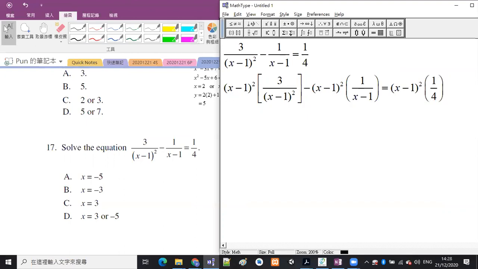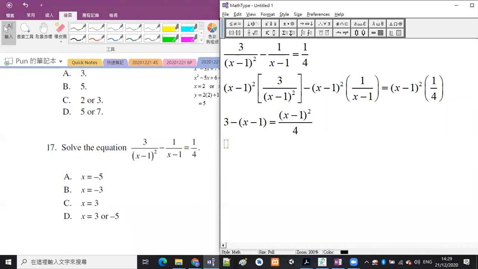Can you get this? And then for the first term, the x minus 1 square and x minus 1 square are completely cancelled. So what is remaining is just 3. And then minus the second term, x minus 1 square on the top, and then x minus 1 is on the bottom. One of the power will be cancelled. So there is one power remaining. So that should be x minus 1 to the power 1. And then nothing can be cancelled on the right. So the x minus 1 square should be multiplied to the top of the fraction. X minus 1 square over 4.